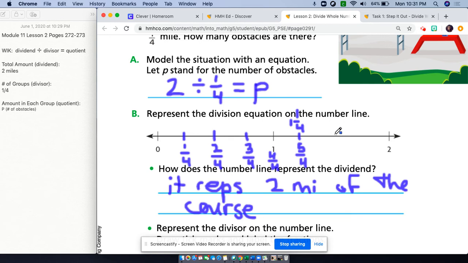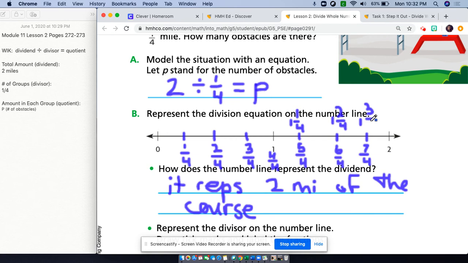Over here would be my 6/4, or you could say 1 and 2/4. And over here would be my 7/4, or you could say 1 3/4.